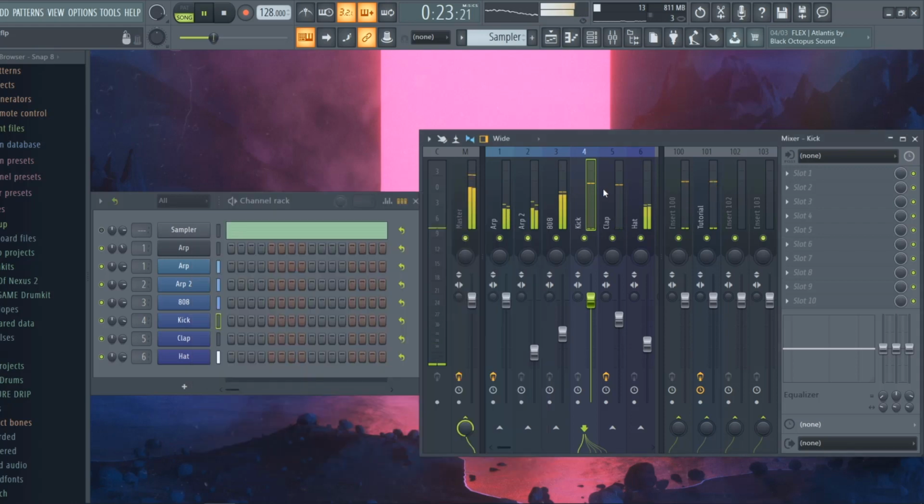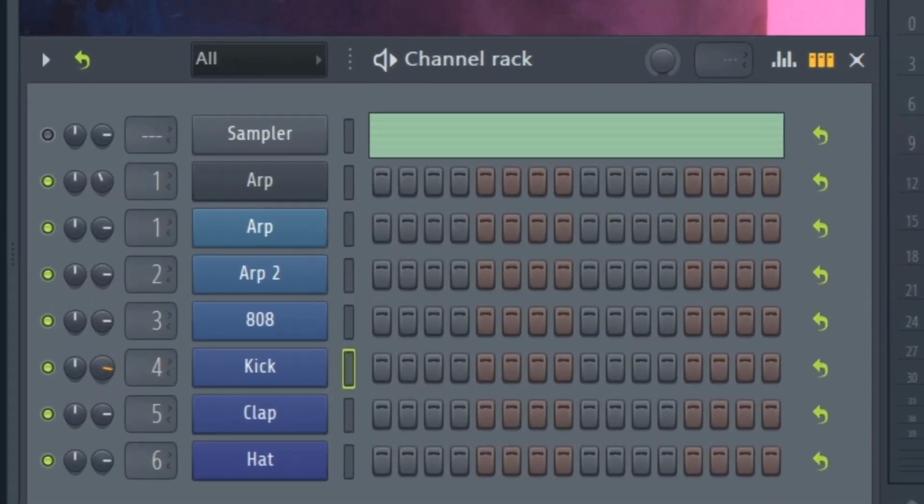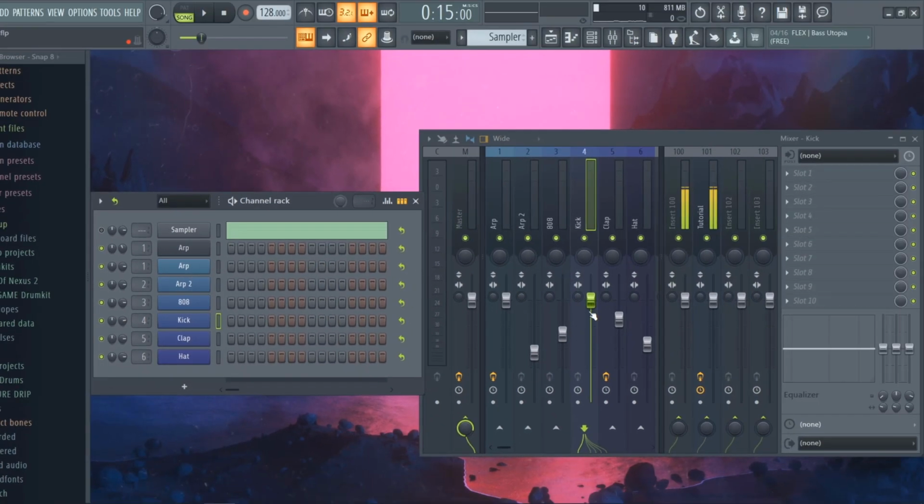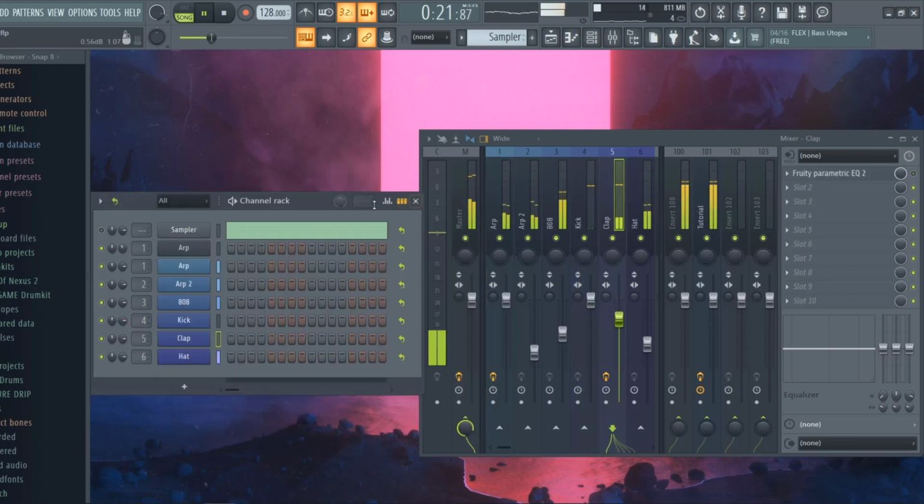So now, if it goes past -9, I could do it like how I did it with the plugins. I could gain stage it like this. Instead of changing the knob from here, I could gain stage it like this, bring it back to the -9. And pretty much that's what I do with my drums, man.